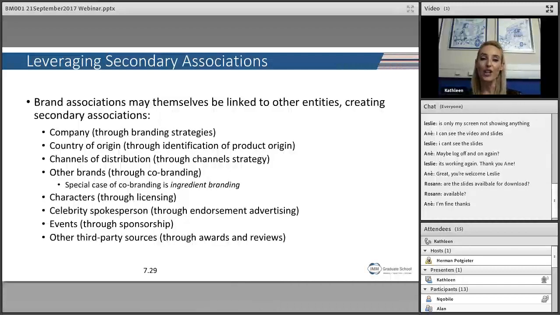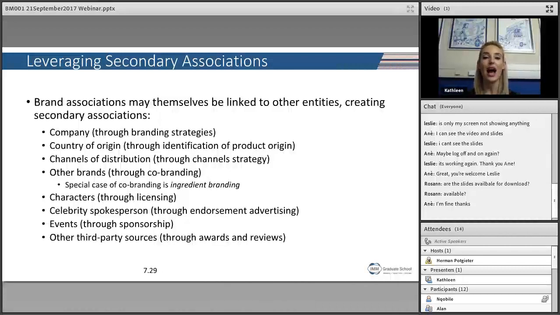So when we are looking at brand associations, we are often linking our brand to other entities, and that is how we actually create the secondary association. We can connect ourselves to our parent company through various branding strategies. We can connect ourselves to our country of origin by strongly identifying our brand with the country that it is produced in. We can use our channels of distribution through our channel strategy. We can also use other brands through co-branding, like ingredient branding or alliances.